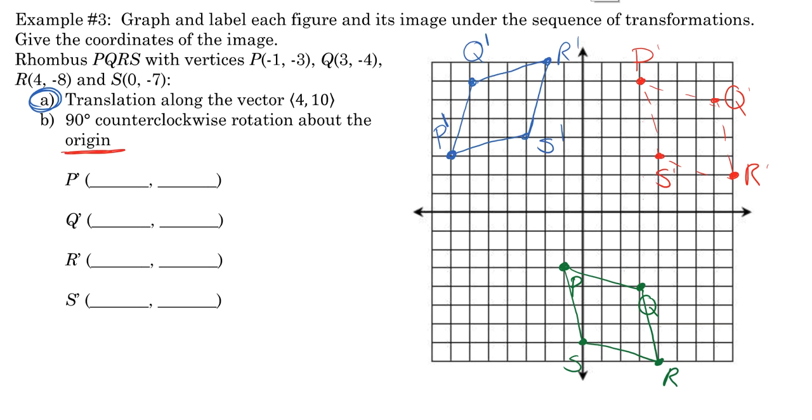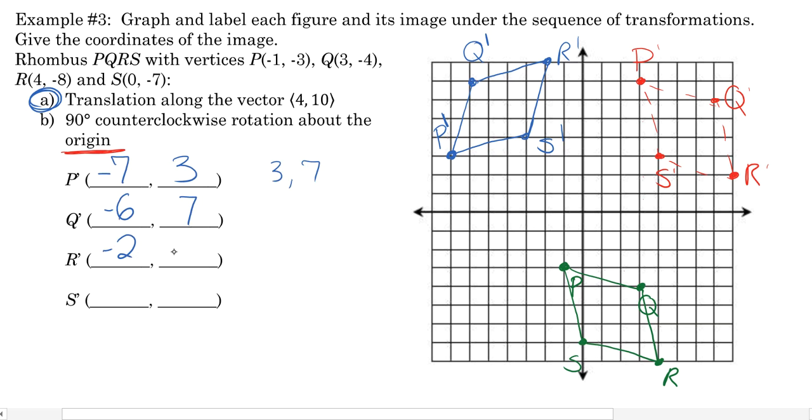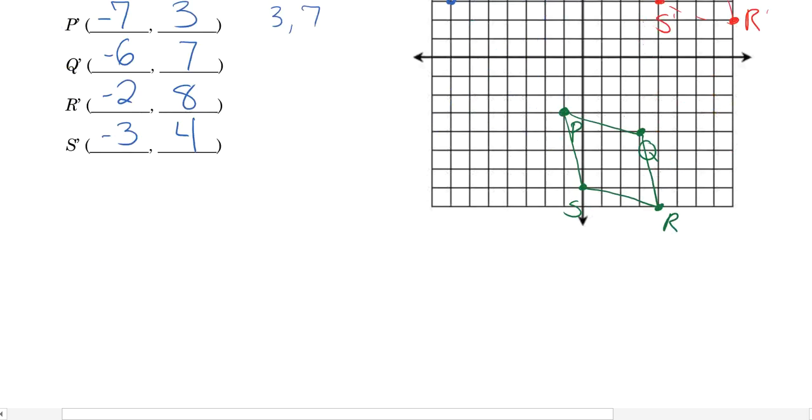Okay, so hopefully if you are taking a look, you see that letter B, your 90 degrees counterclockwise rotation about the origin, shifts your image to quadrant 2. So P, after our translation in A brought P to 3, 7, because of our rules, remember that we switch the order and the new x becomes negative. So Q is now at -6, 7. R is at -2, 8. And then S is at -3, 4. Okay. If you have any questions, that's the end of our notes.